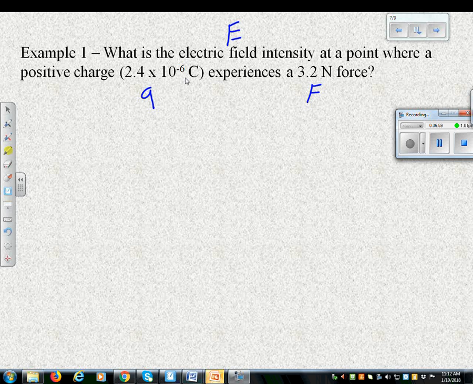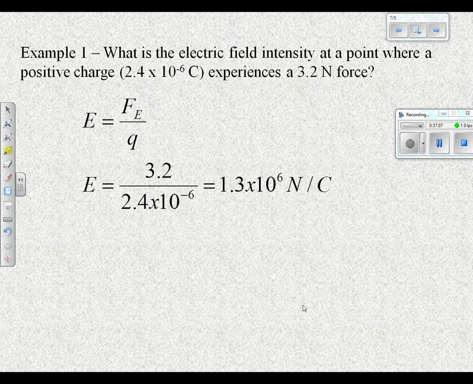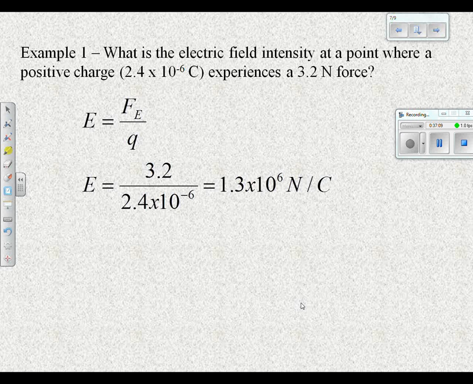I say you're going to write E equals F over Q, and then you're going to plug in the numbers. And you're going to get 3.2 is our force. We're going to divide by 2.4 times 10 to the minus 6, and you should get 1.3 times 10 to the 6. Normally, I would get kids to do that on the calculator and check it. We probably have time for that. You need to be able to do that.